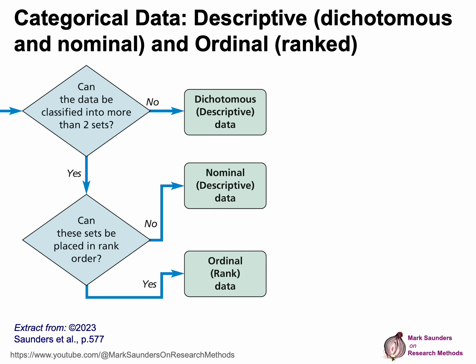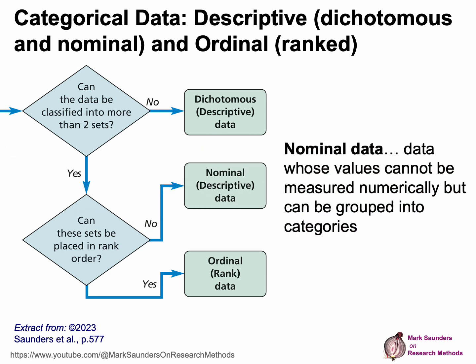Let's assume we've asked the first question and our answer is yes, and then we ask the second question and our answer is no. This gives us nominal data, data whose values cannot be measured numerically but can be grouped into categories. So something like sales regions of an organisation, or the different manufacturing plants.